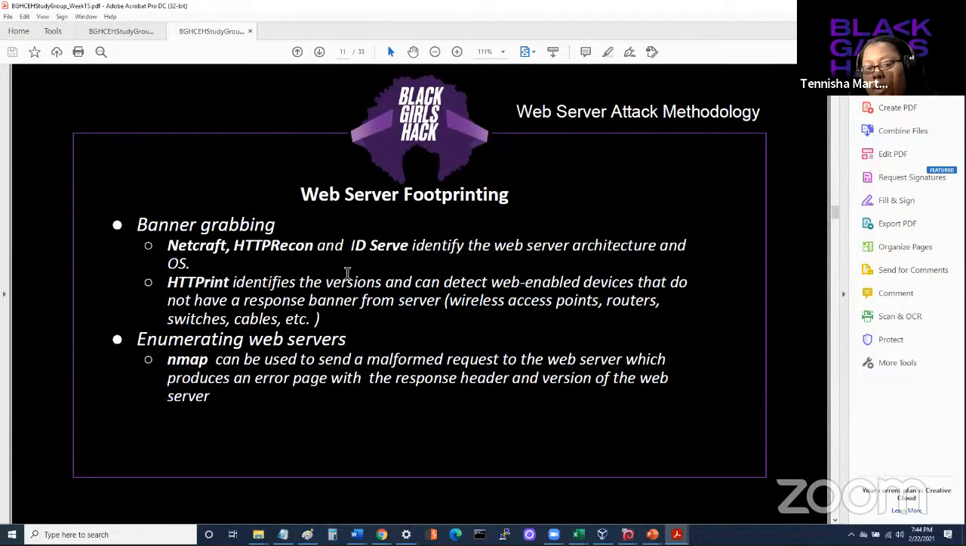So web server footprinting, we talked about a lot of different ways. I think there were probably 4 or 5 for banner grabbing.